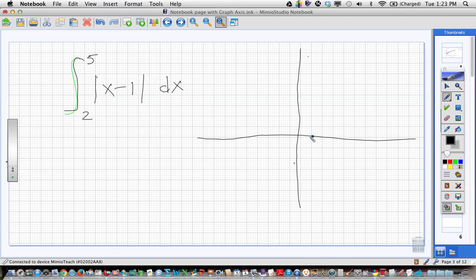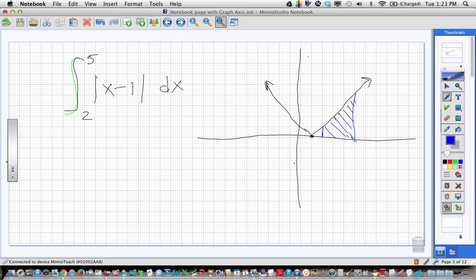V shifted 1 to the right. Oh boy, we're in trouble. It's the V graph shifted 1 to the right. So the area from 2 to 5 would be this area right here, wouldn't it? Now, that's a line, so that makes a trapezoid.